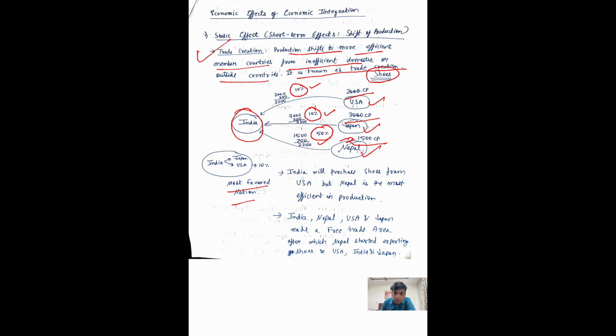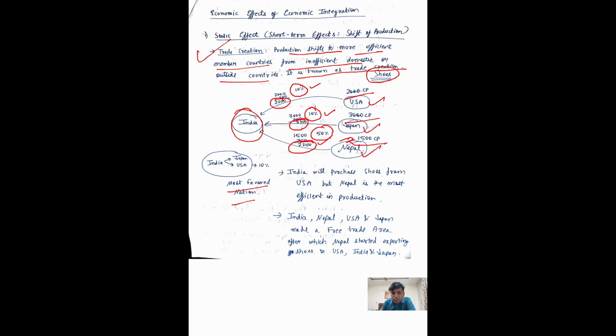So when we convert the cost price and import that particular shoe from US, it comes to be 2000 multiplied by 10%, which is added, which comes to 2200 rupees. Similarly, from Japan, 3300 rupees for the same quality of shoes, whereas from Nepal, it is coming to be 2250 rupees, which is more than US.